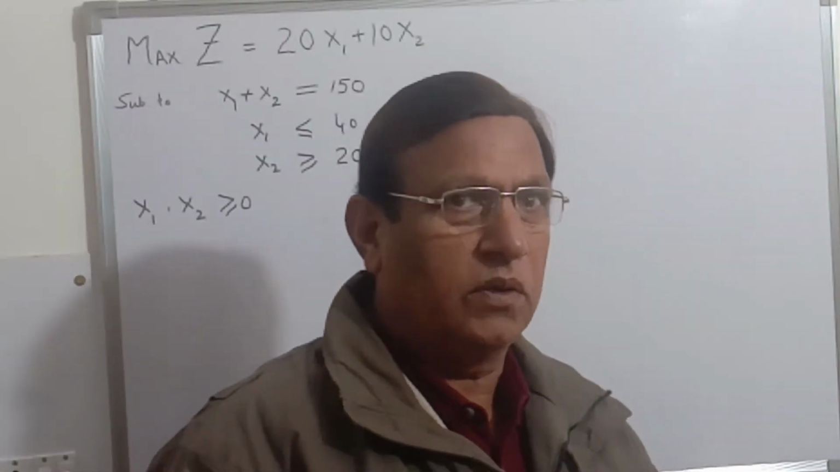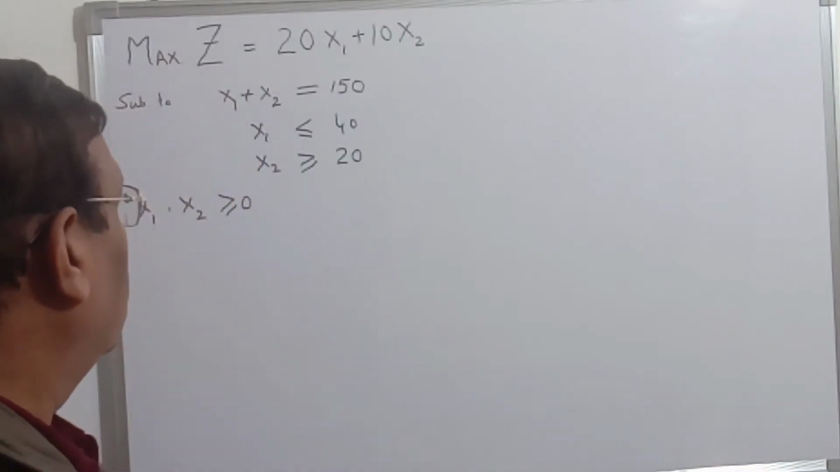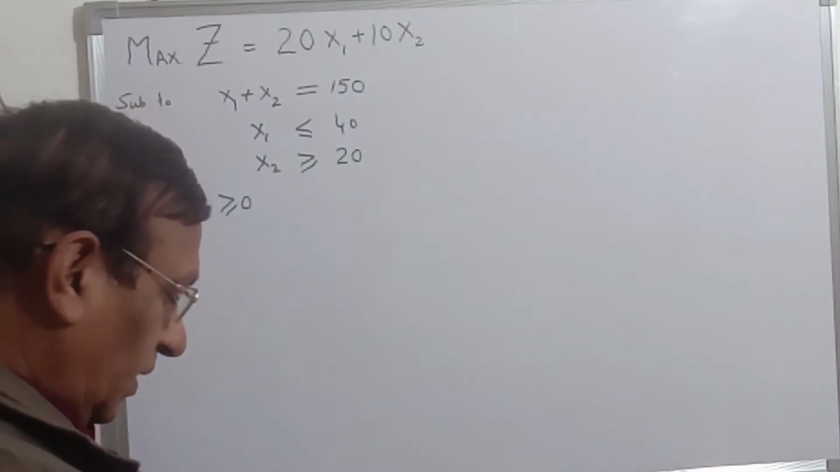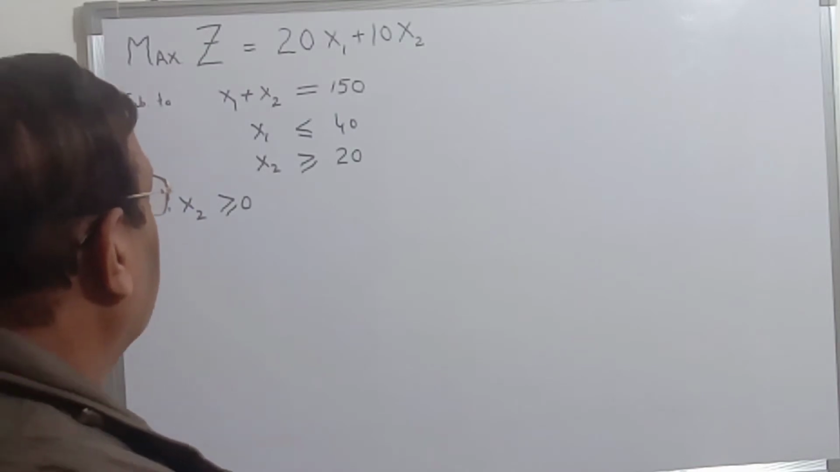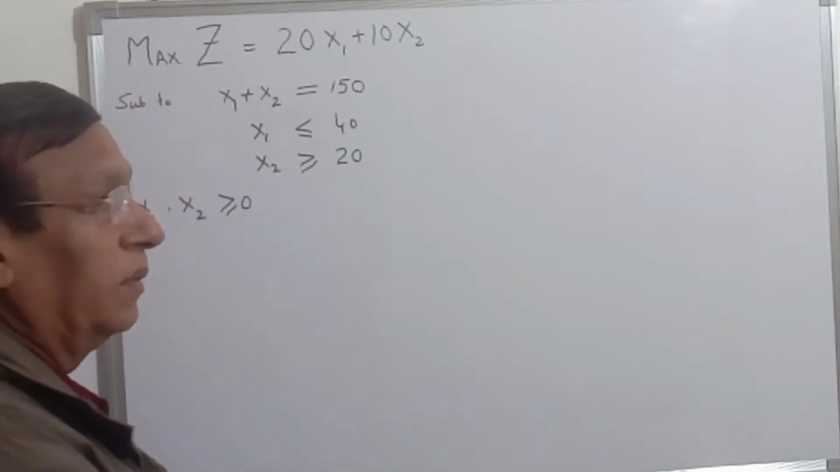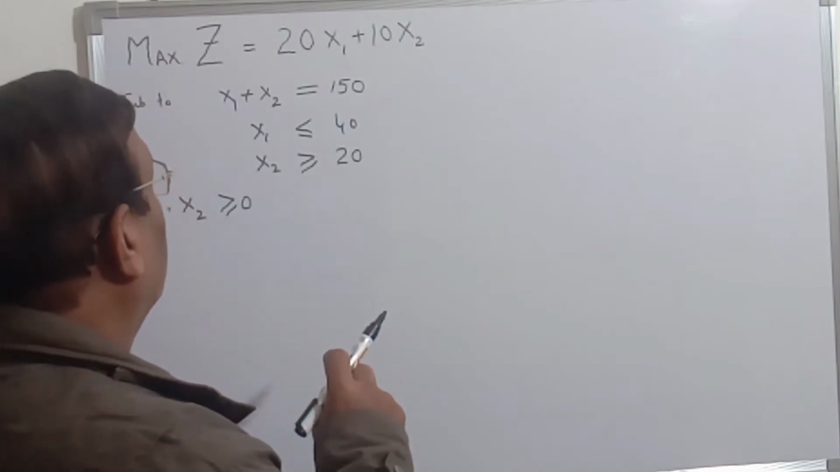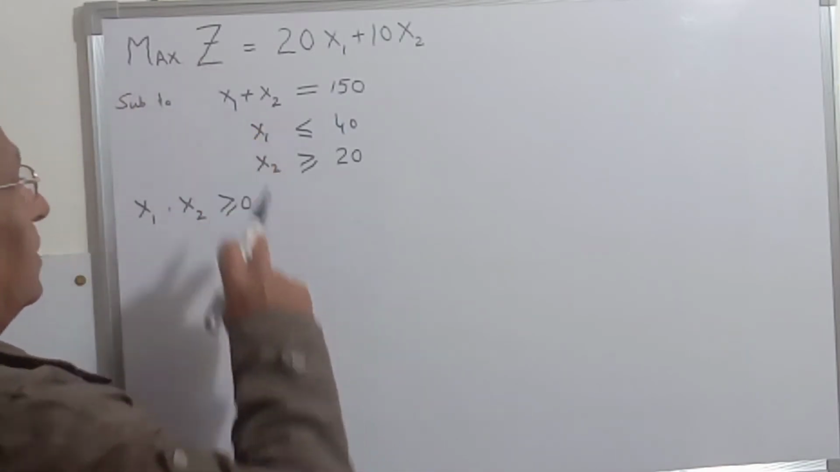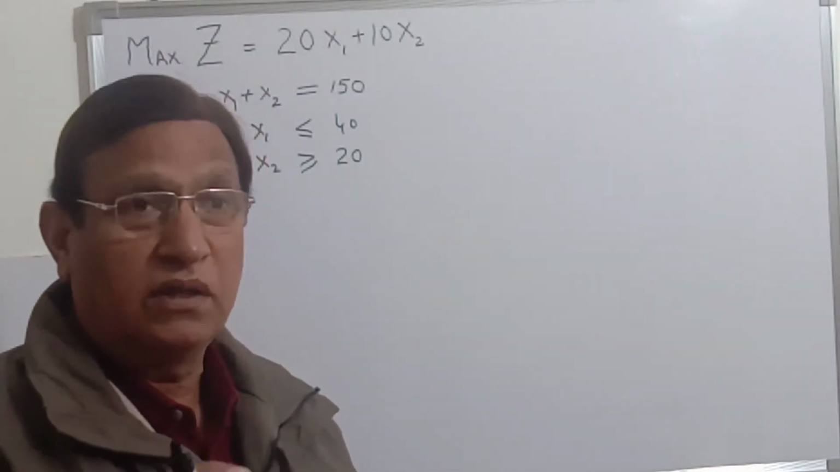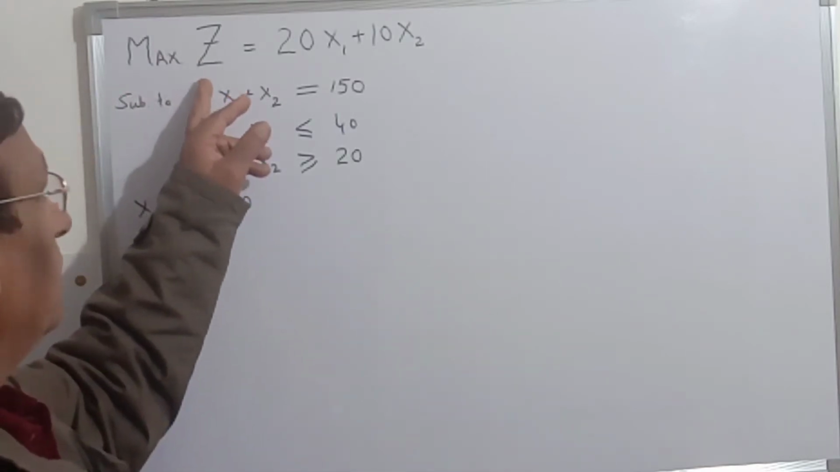Friends, today the problem of linear programming problem LPP is of mixed type, to be solved with the help of simplex table. Simplex method is a very popular method of solving various types of LPP problems. So here first we will study the problem. Z can be either maximum or minimum, so you have to understand what the Z is. Now here in this exercise, Z is maximum.